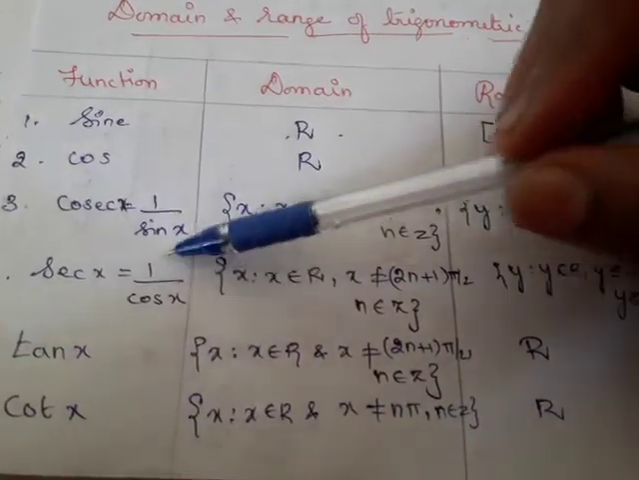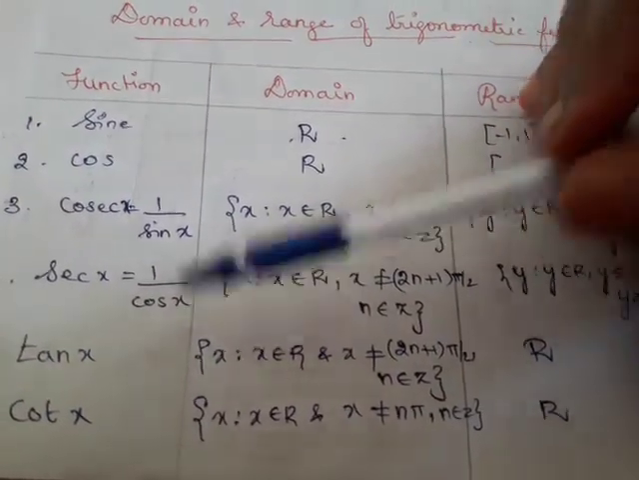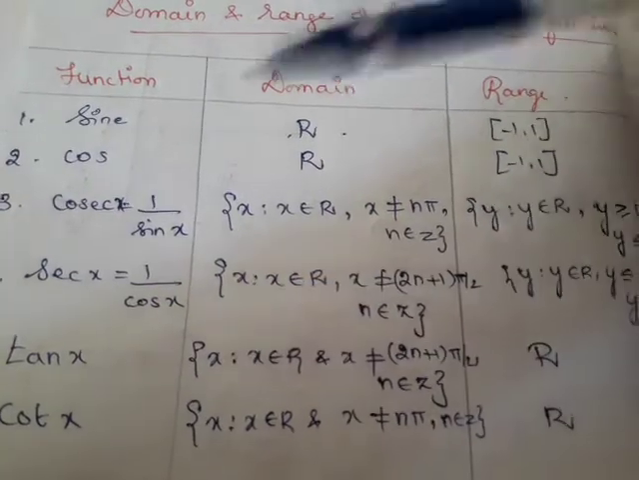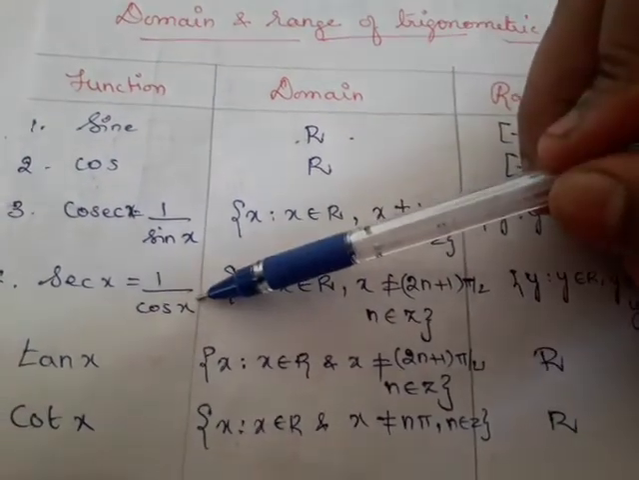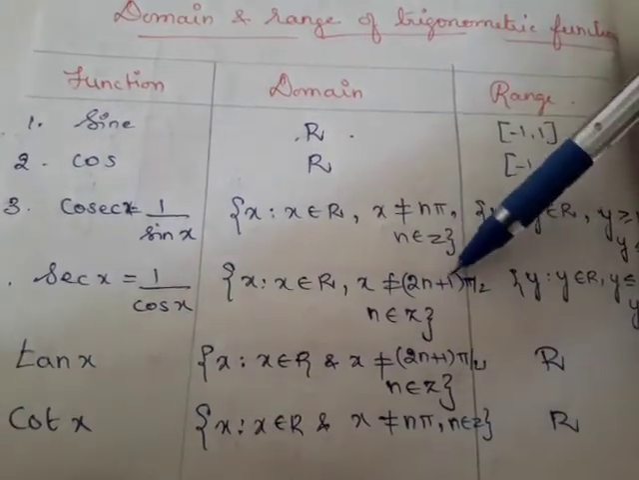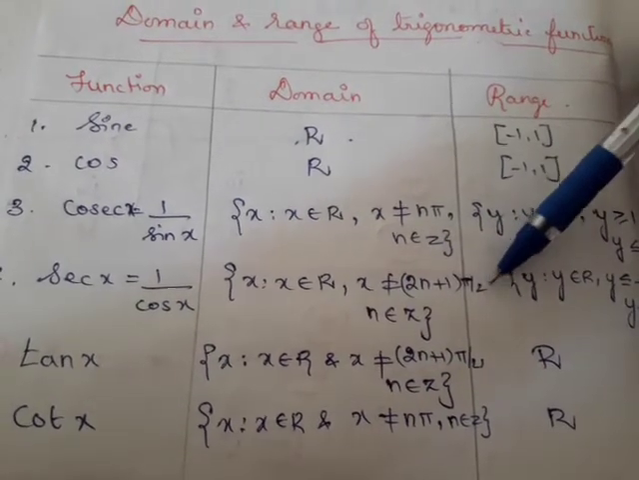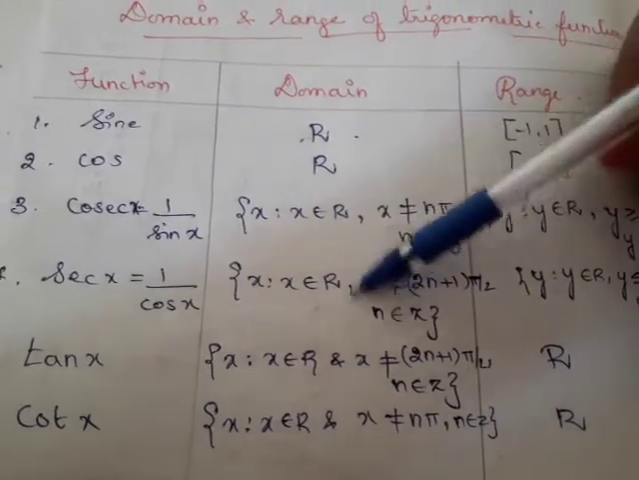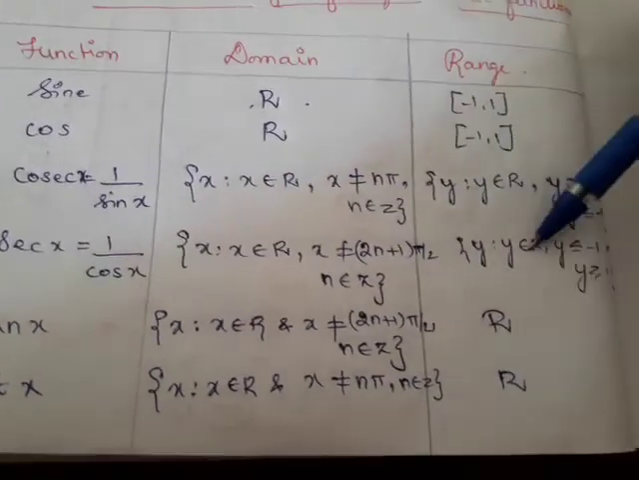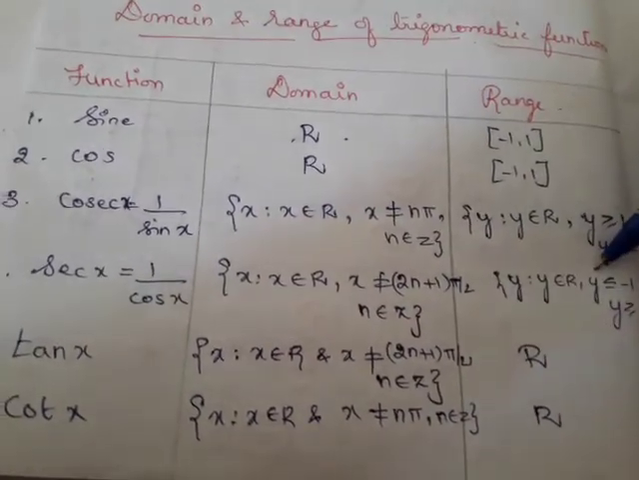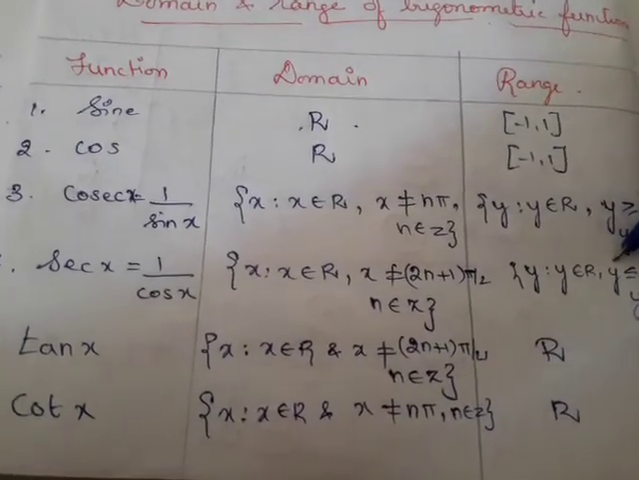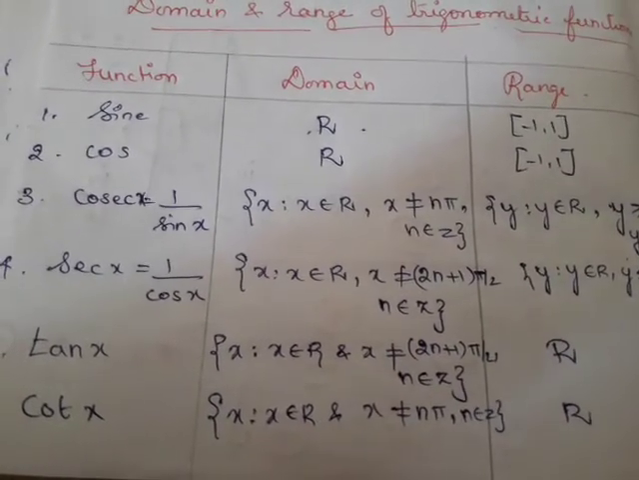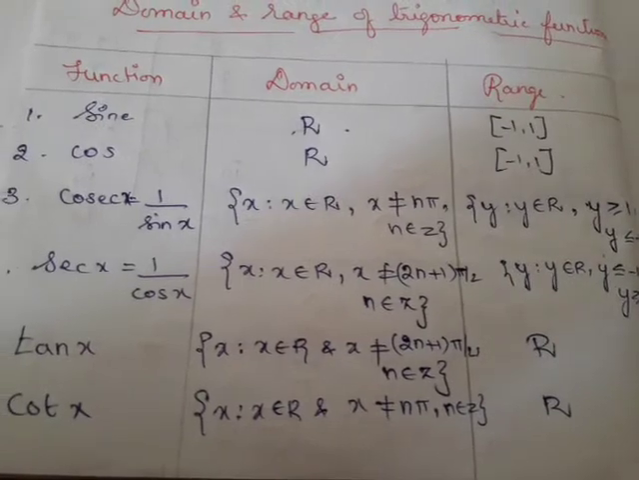Similarly, secant x is 1 by cos x. Again we will state that cos value becomes 0 at the odd integral multiples of pi by 2. Therefore, x should not be equal to that, but can be the remaining real numbers. Here the range will be the same as cosec. It cannot take up the value 0. There is no possibility for the secant to become 0.